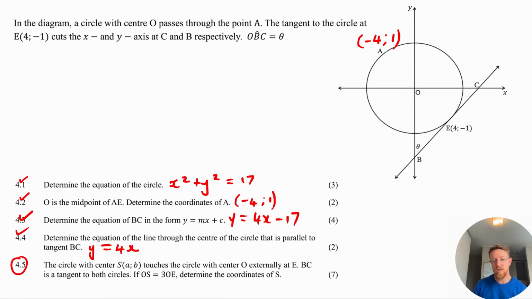Next one, or the last one, the circle that has a center of A and B. Come on, why couldn't they just have left the question simple? Why did they always got to be, oh my goodness, 7 marks. Sorry guys, I'm out. You're on your own.